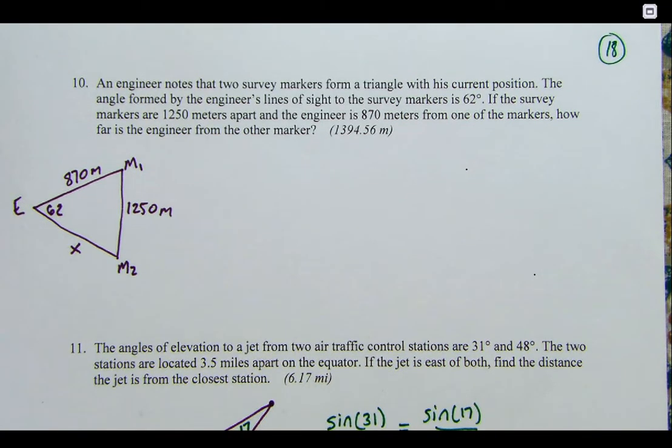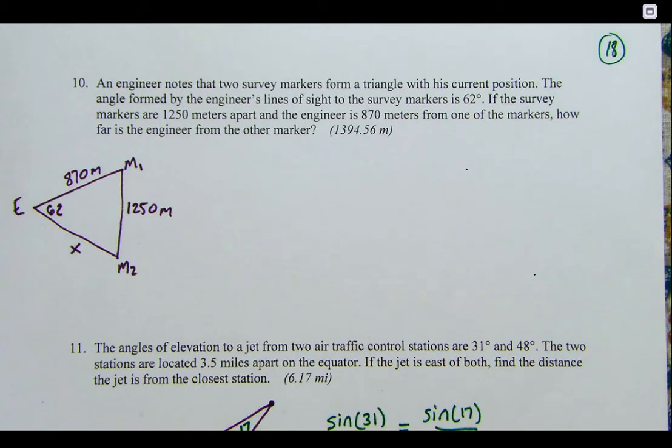An engineer notes that two survey markers form a triangle with his current position. The angle formed by the engineer's lines of sight to the survey markers is 62 degrees. If the survey markers are 1,250 meters apart and the engineer is 870 meters from one of the markers, how far is the engineer from the other?